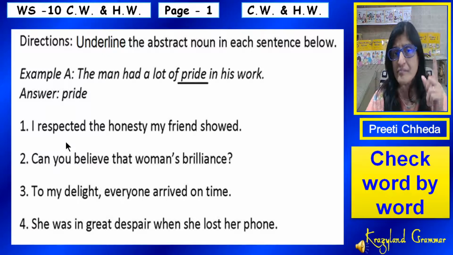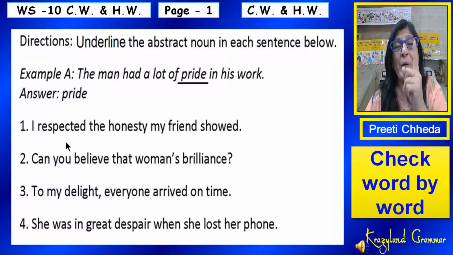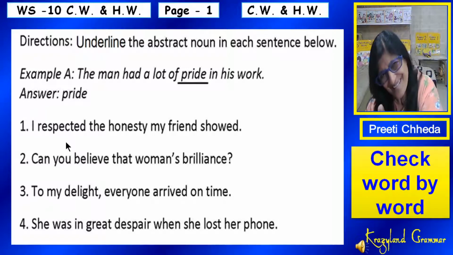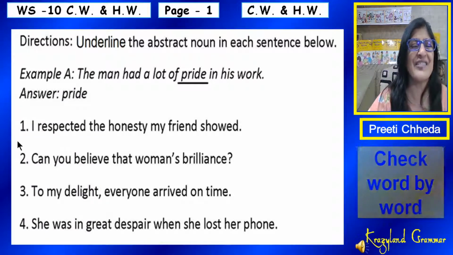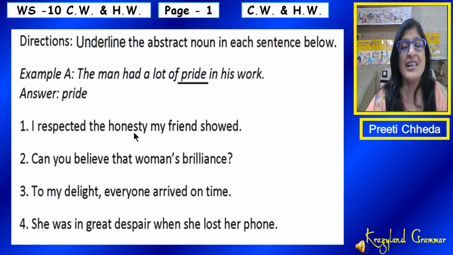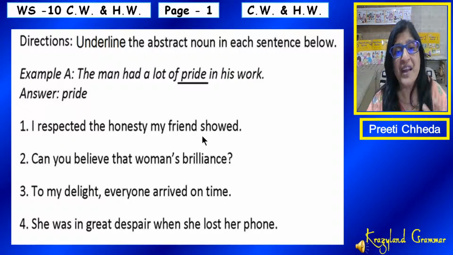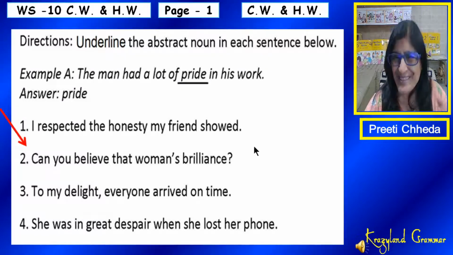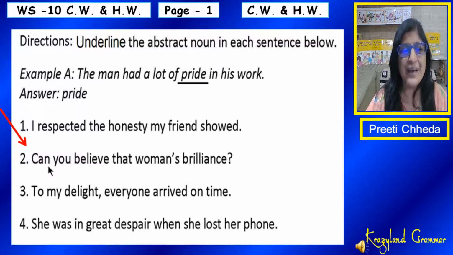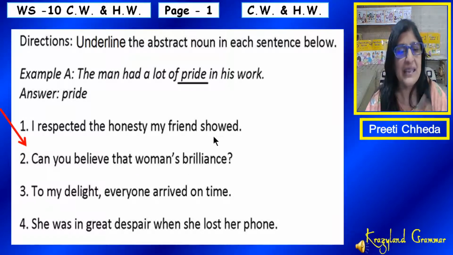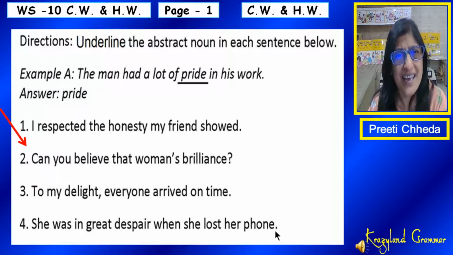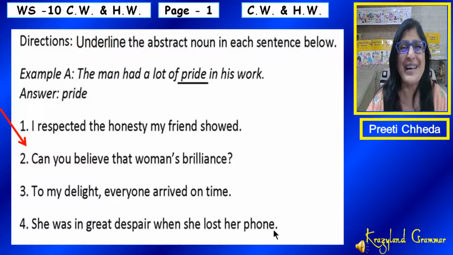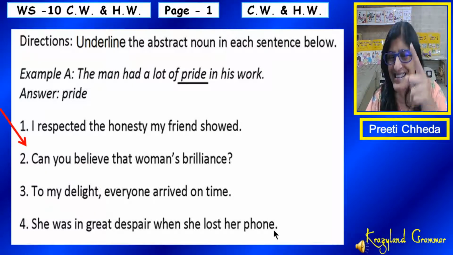So, number one, कैसे करना है? We have to check word by word. So let us read. I respected the honesty my friend showed. मतलब आपने respect किया कि आपके friend ने क्या show किया? Honesty. And I think this one you can do it. And number two, also you can do it. Can you believe that woman's brilliance? This too, do it on your own right now. We will check the answers after you do it. And your time starts now.